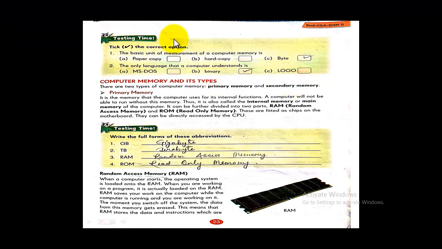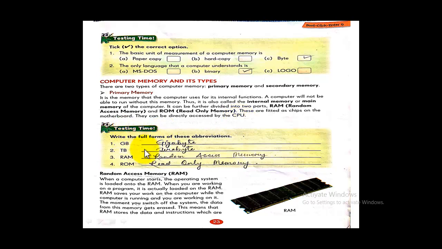And again, primary memory is divided into two types, that is RAM and ROM. RAM and ROM are fitted as chips on the motherboard. They can be directly accessed by the CPU, that is, central processing unit.